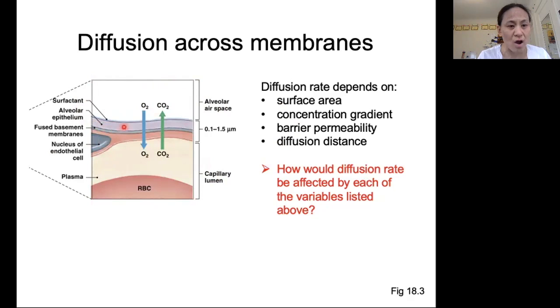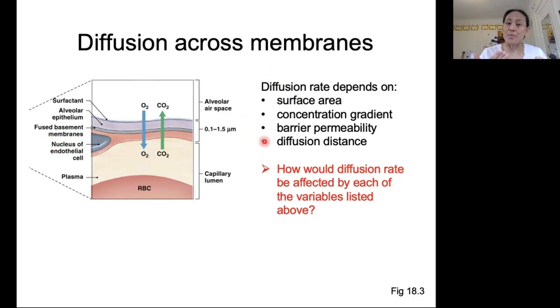So first we need to cross the epithelium of the alveoli. Then we have these kind of fused basement membranes between the alveoli and the next thing, which is the endothelium of the capillary. Okay, so we need to get across these membranes, and our diffusion across these membranes is going to depend on these factors here: surface area, concentration gradient, barrier permeability, and diffusion distance.